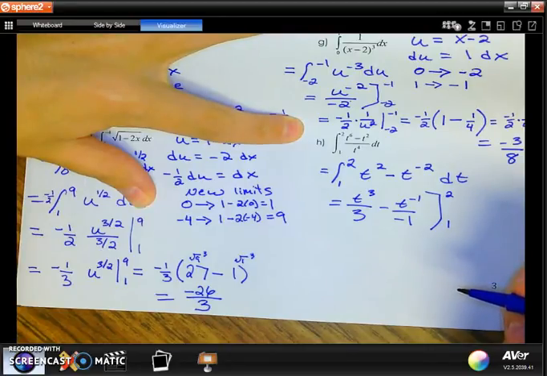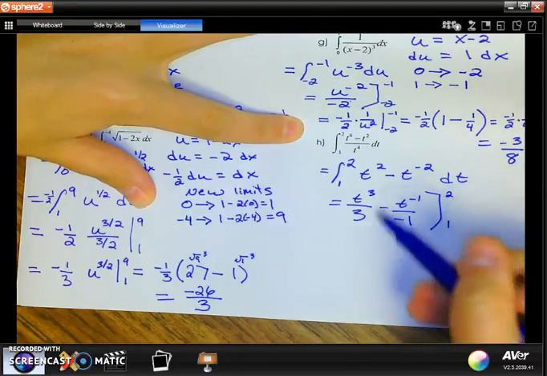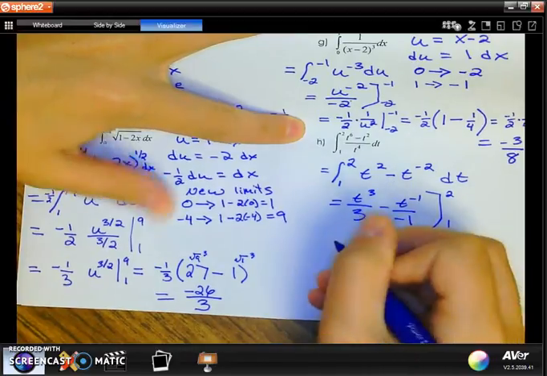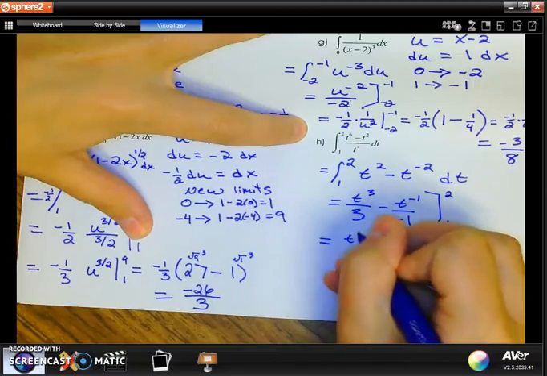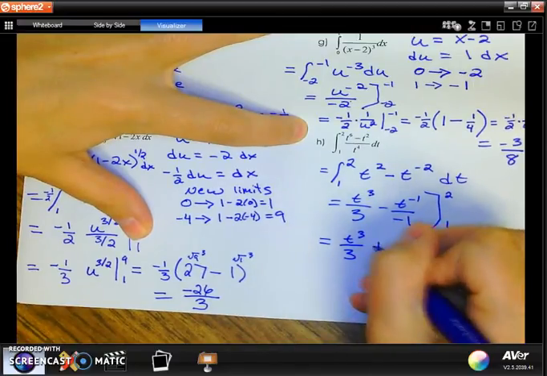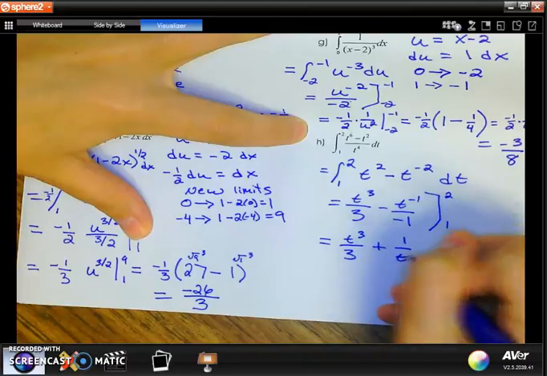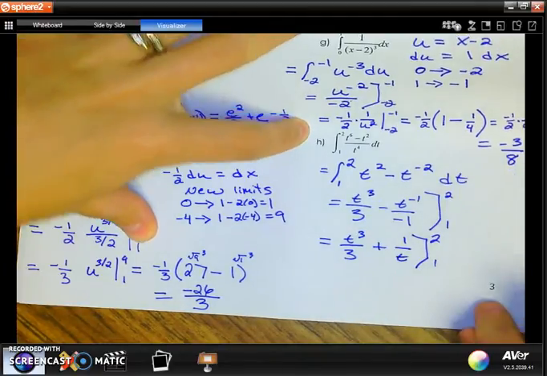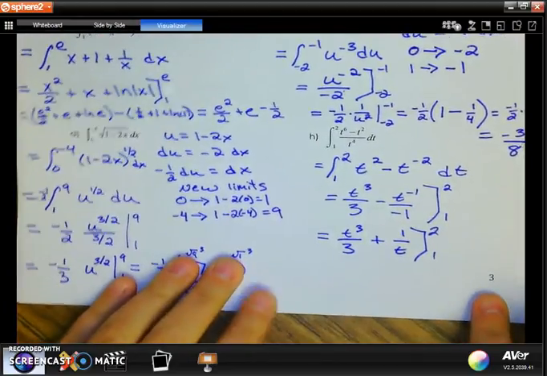Okay, so from here, you're probably going to want to clean it up. Like I would rewrite this as a plus 1 over t. Okay, that would probably make it a little bit easier to understand. So I'm going to keep this. That'll be plus 1 over t. Still evaluating that from 1 to 2.